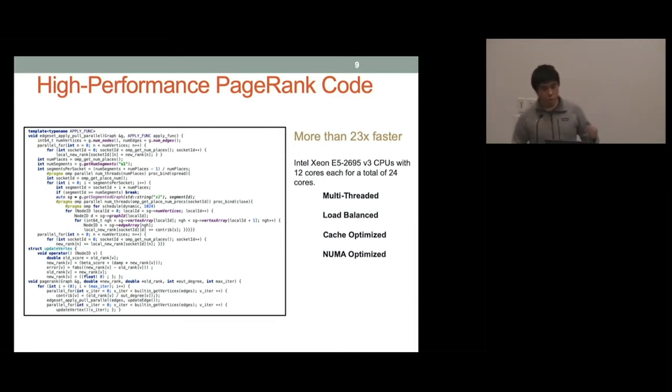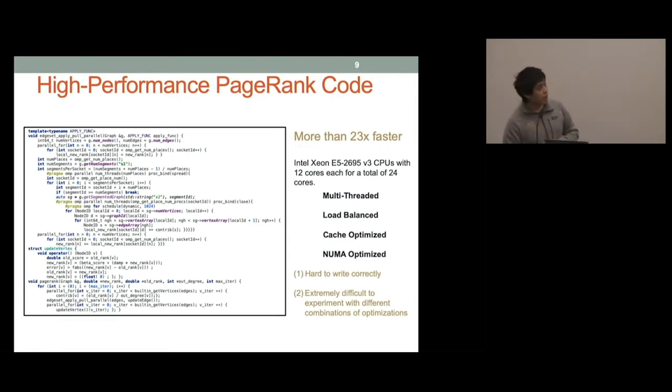So ideally, we want the performance of code that looks like this, but we don't want to have to write it ourselves because it's very messy. It's very hard to write this code correctly, and furthermore, you don't actually know which set of optimizations will give you the best performance. So you have to try different combinations of optimizations, which makes it even harder because every time you change the optimizations, you have to debug your program all over again.